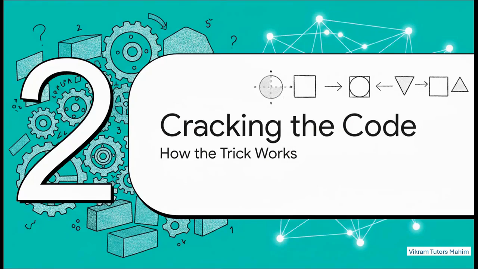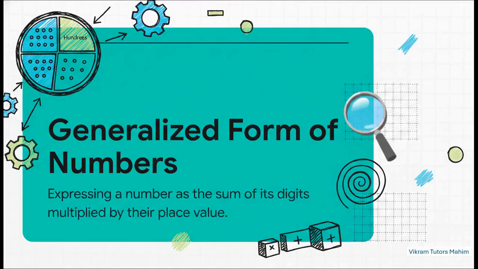So, how is that even possible? How could I know the property of your number without knowing the number itself? Well, the secret is in understanding how numbers are actually built. It's a concept called the generalized form, and believe me, it is the key to everything we're doing today. Now, I know that sounds a little textbooky, right? But the idea is actually really simple. It's just about breaking a number down into its basic parts. How many ones it has, how many tens, how many hundreds, and so on.